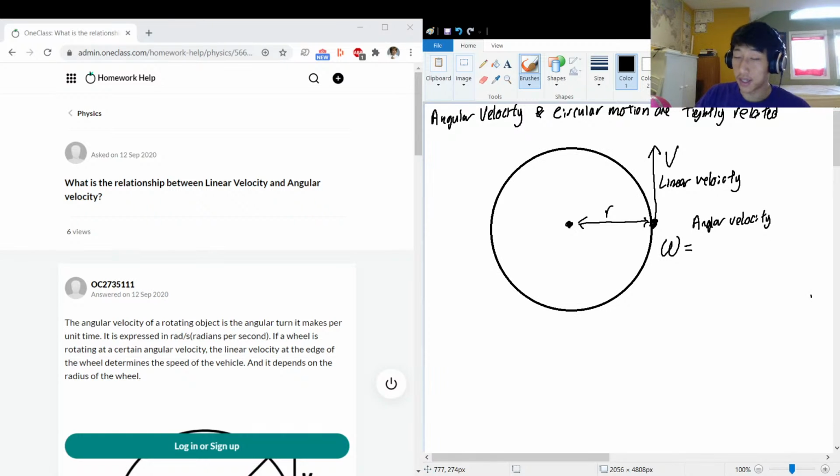And angular velocity is essentially telling us our change in angle per unit time. Typically, we'll have it as radians per second. Linear velocity will maybe be like meters per second or kilometers per hour, something like that. But angular velocity is almost always represented as radians per second. Radians divided by seconds. Radians is how we're going to measure the angle.